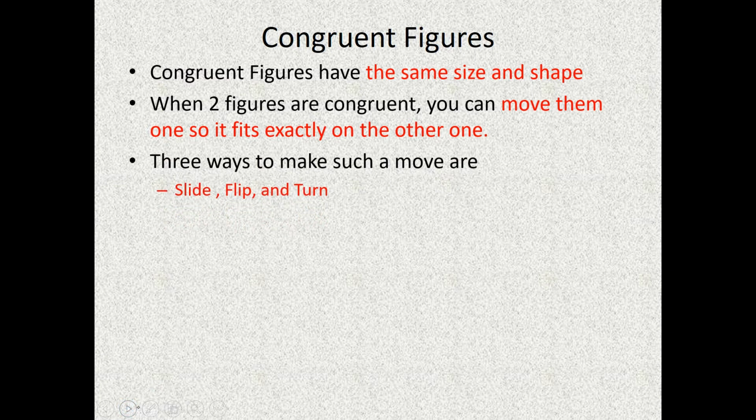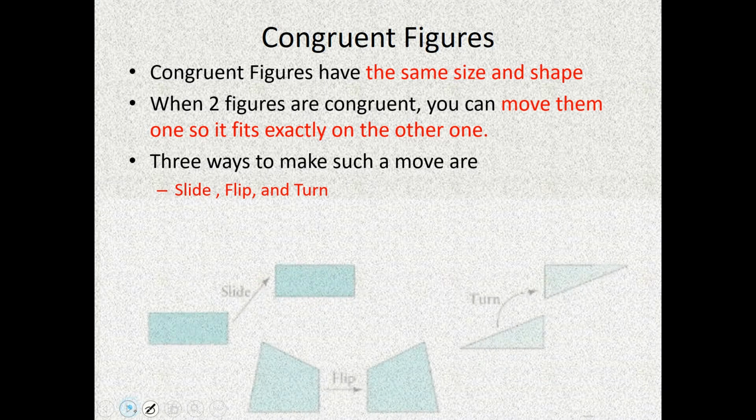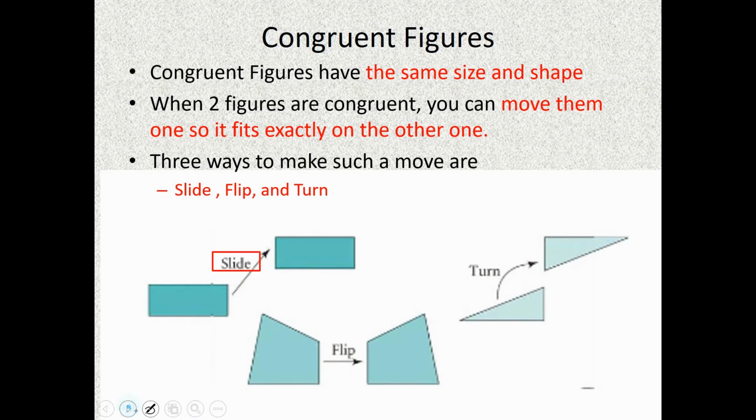And the three ways to make such a move, like we just learned about, are a slide, a flip, or a turn. So whether we are sliding, as we do in this diagram, like a translation, flipping, as we do here, like a reflection, or turning, like a rotation, we can use one of these transformations to create the other figure.